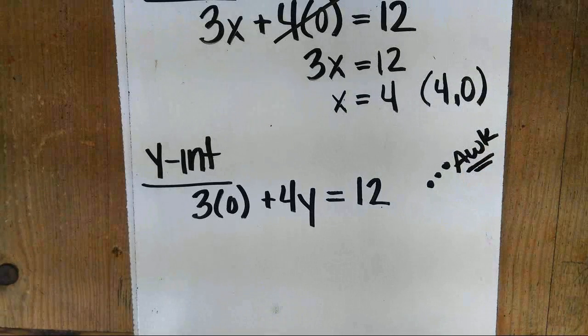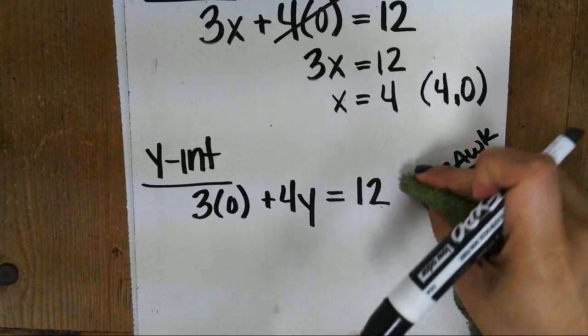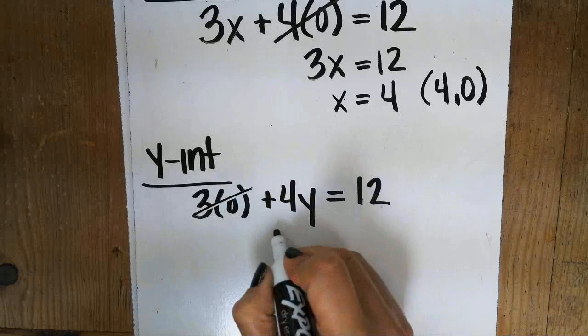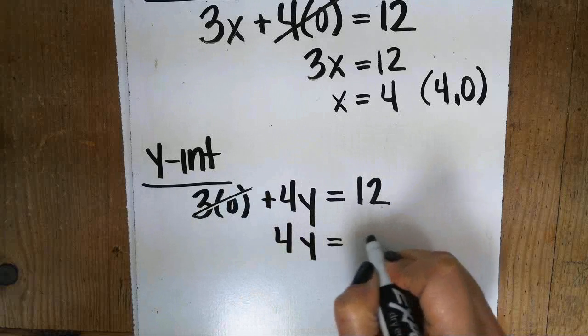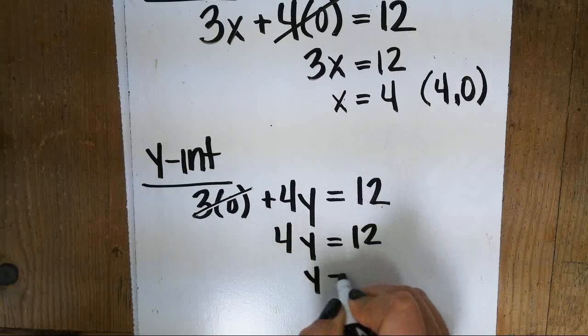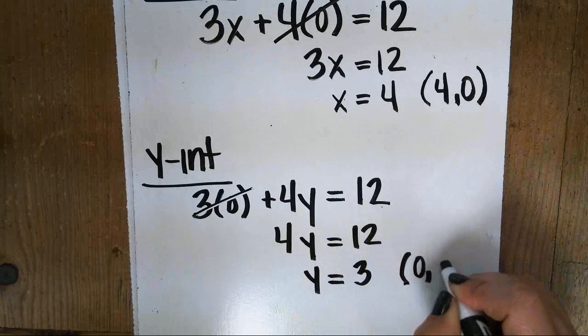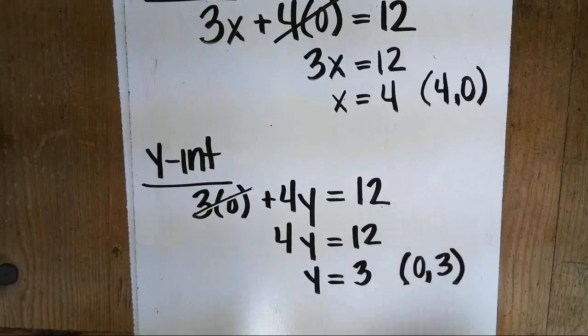Super awkward moment. Okay, moving on from that. So I finished writing the equation out. This cancels out. I have 4y equals 12. When I divide by 4, I get that y equals 3. So my point for this is going to be 0, 3.